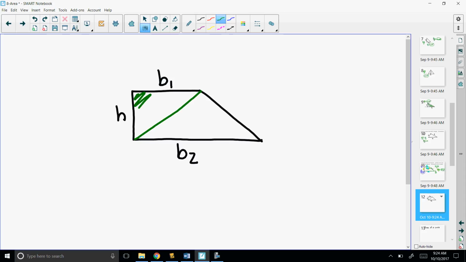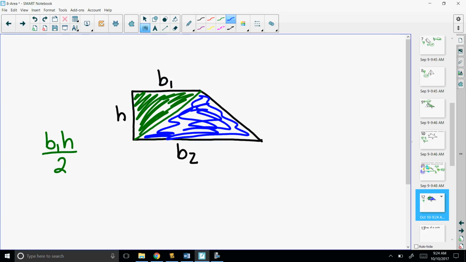How do I find the area of this triangle right up here? Base 1 times the height, divide by 2. It's a triangle. How do I find the area of this triangle down here? Base times height divided by 2. What is the height of that particular triangle, which is right here? That height is the same as the height over here, right? So to find the area of the blue triangle, I take my base, which is B2 now, times the height and divide by 2. Both of them have a height and a divide by 2.